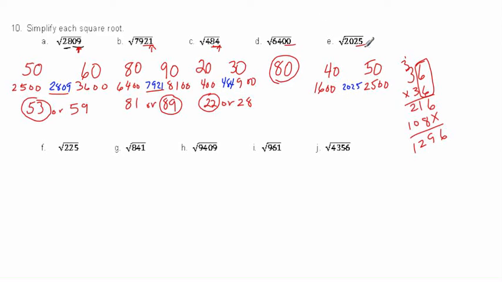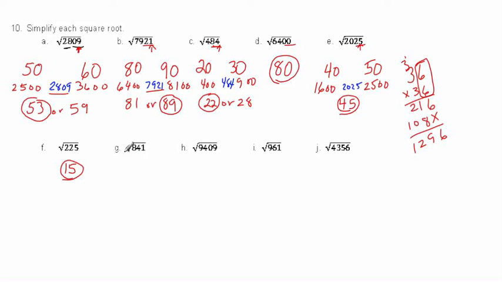So we're good. Our last digit is a 5. There is only one number times itself that gives us a 5, and that is 5. So our answer can only be 45. Okay, 225, well, we should know that by heart. That's obviously 15. The square root of 225 is 15.